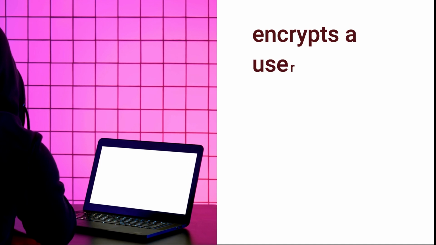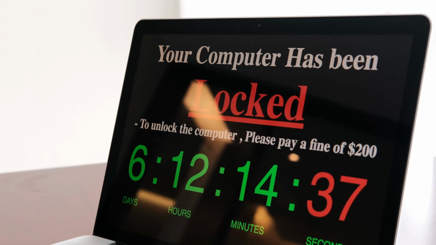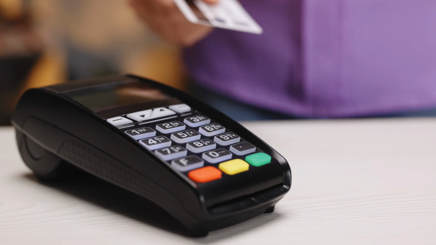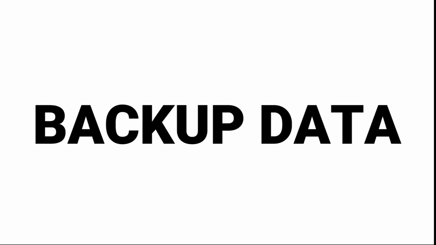Number 4. Ransomware. Ransomware encrypts a user's files and demands a ransom payment for the decryption key. For example, WannaCry, CryptoLocker, and Ryuk. How does ransomware operate? Ransomware spreads through phishing emails or malicious downloads and encrypts files upon execution. For example, when a person locks your room and makes you pay for the key. Its impact includes financial loss, data loss, and operational disruption. How to prevent ransomware? Regularly back up data, use email security solutions, and educate users about phishing.